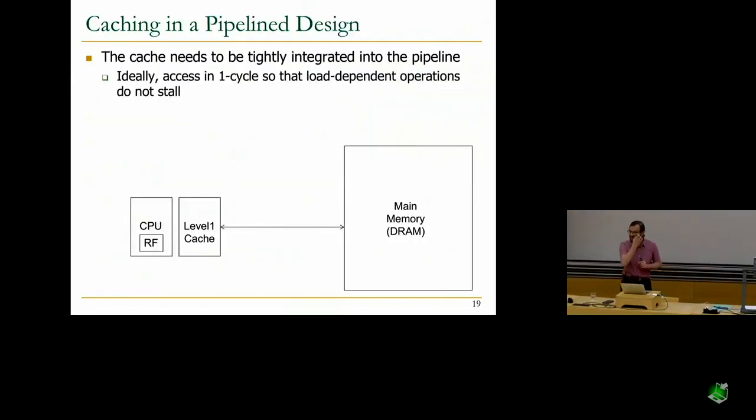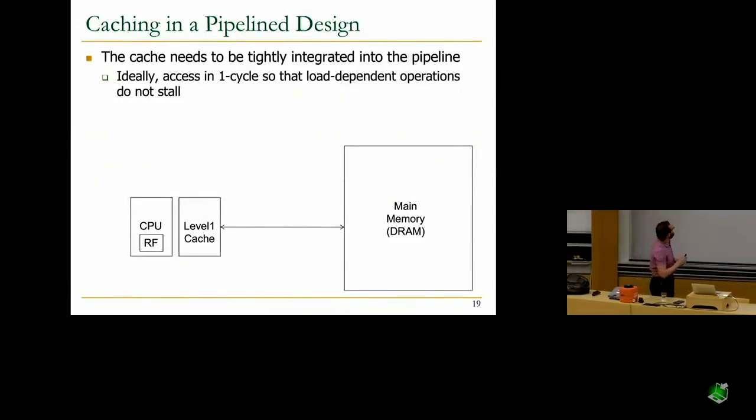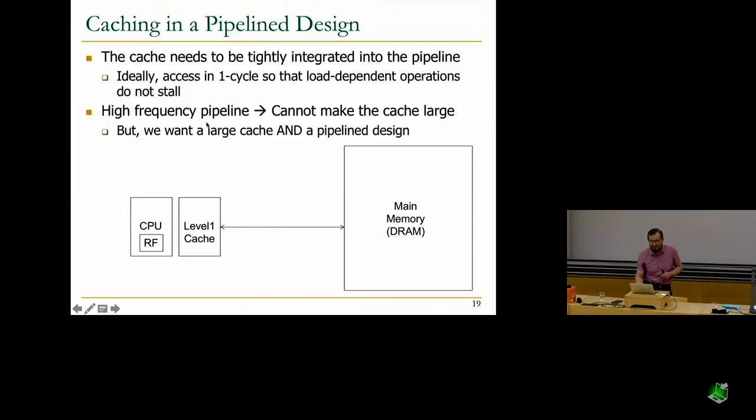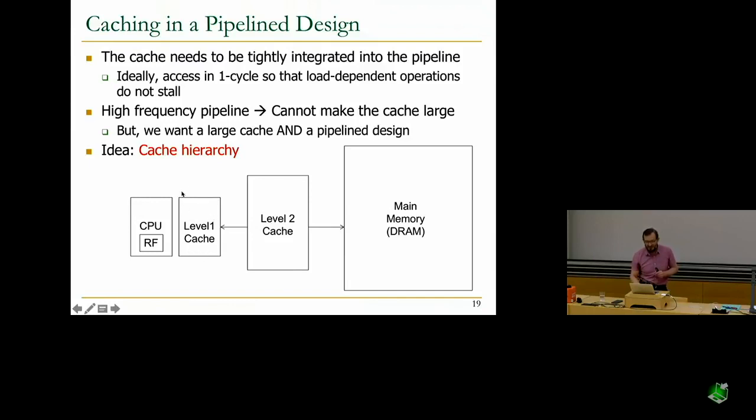Okay, caching in a pipeline design, this is actually what I said earlier. Basically, the level one cache is very special. It's very different from other caches over here, because the level one cache needs to be tightly integrated into the pipeline. Ideally, you want to access it in one cycle so that instructions that are dependent on the load value that's to be loaded from the cache do not stall. Right? As a result, if you have a high-frequency pipeline, you cannot make the cache large. But clearly, we want a large cache in a pipeline design, and that leads to the idea of the cache hierarchy. So the requirements of this level one cache are dictated very much by the design of the pipeline.